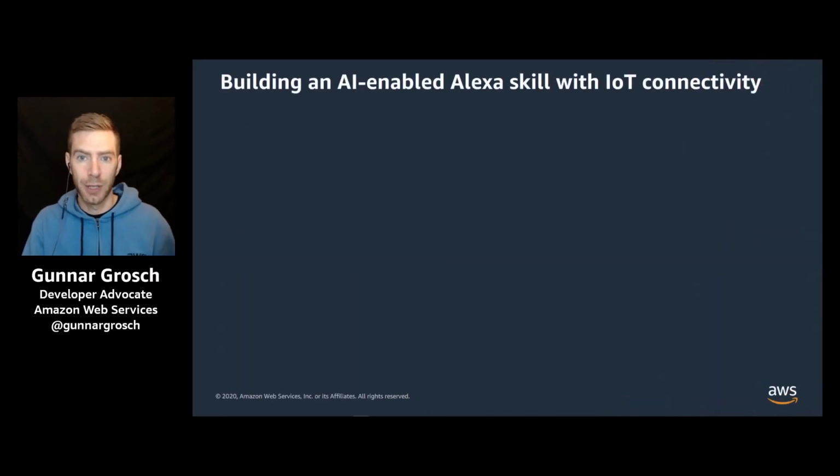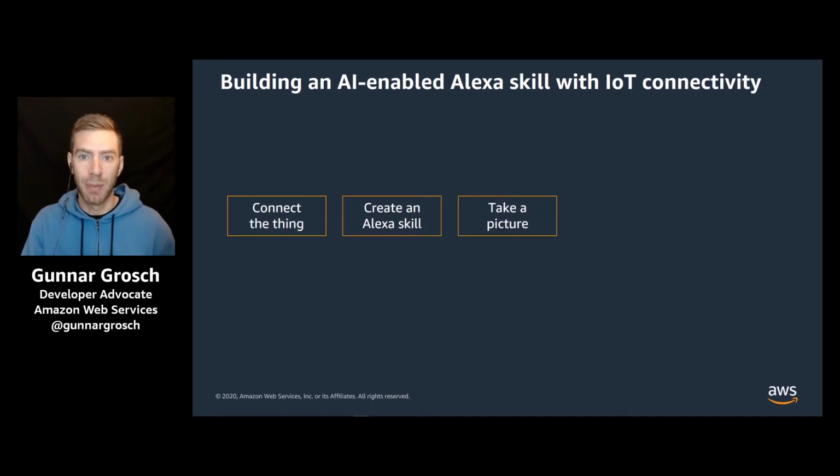So this is what we're going to do. We're going to look at how our IoT thing is connected. We're going to create our Alexa skill. Then we're going to take a picture using that skill and the IoT thing. We're going to save that picture and then analyze it using AWS AI services. So let's get to it straight away.